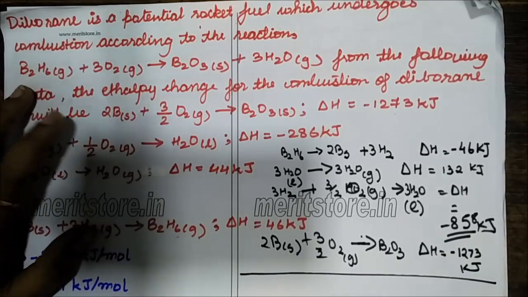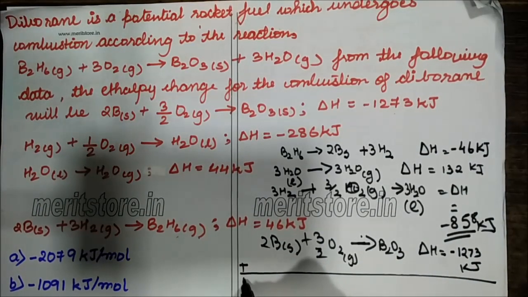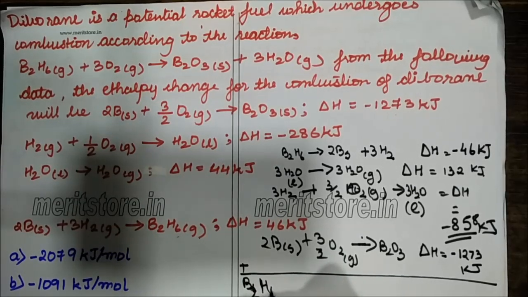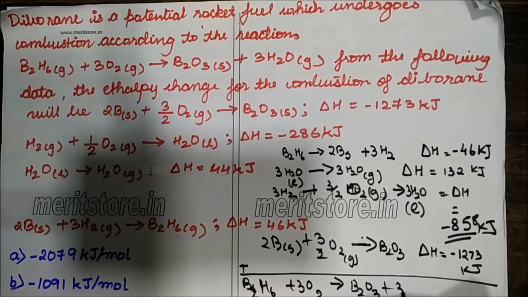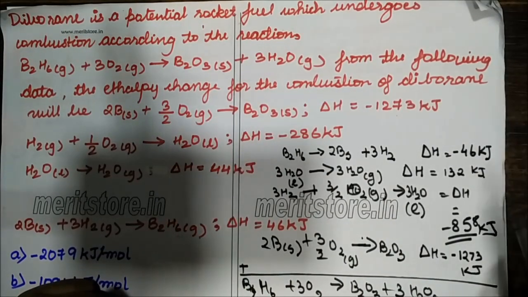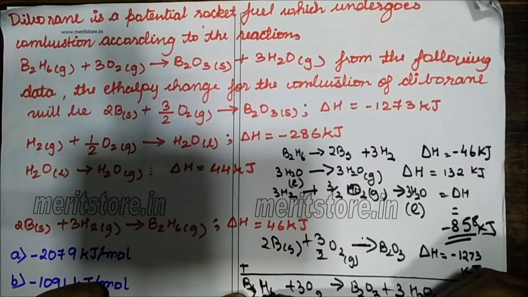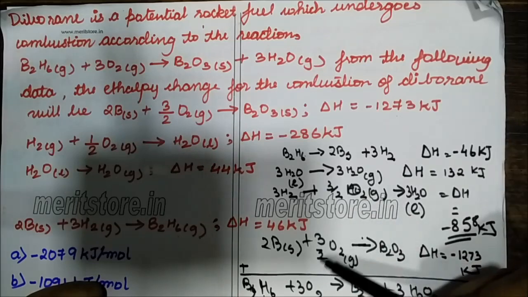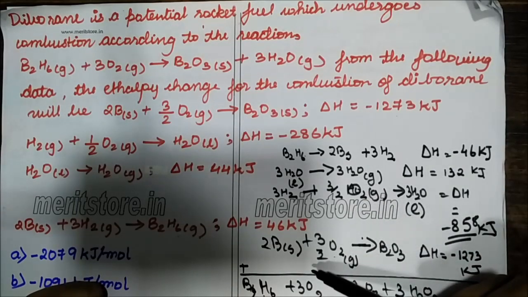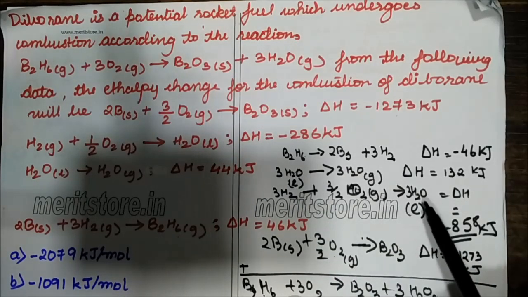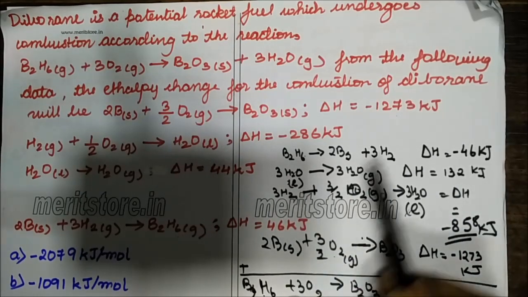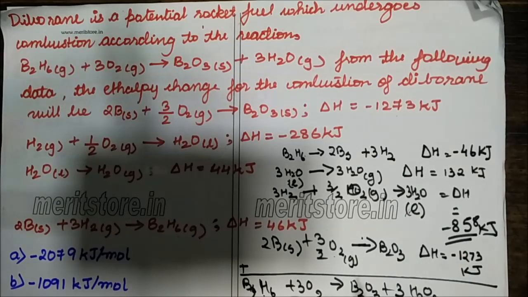Now when you add all of these reactions, you will get B2H6 plus 3O2 forming B2O3 plus 3H2O in gaseous state. See how B2H6 I have written here. Okay, then on my left hand side 3 upon 2 O2 and 3 upon 2 O2, which means 1.5 plus 1.5 O2, which means 3 O2. Okay, then 3H2O liquid state is getting cancelled. 3H2 is also getting cancelled. So I am left with only the products, which is B2O3 and 3H2O in the gaseous state.